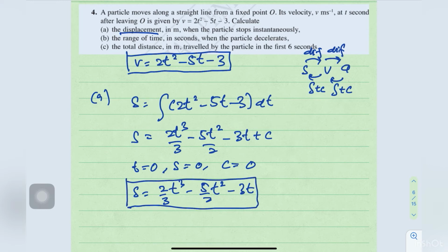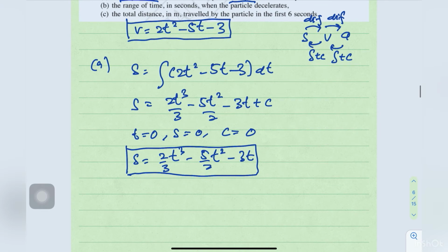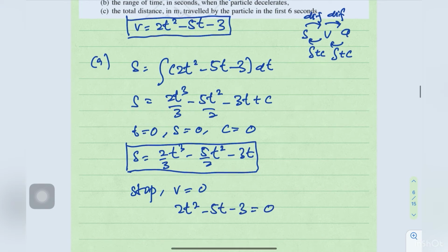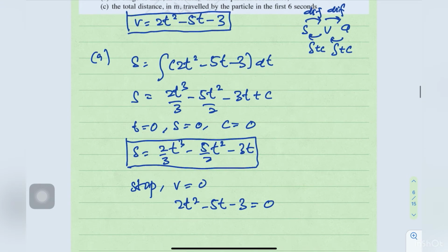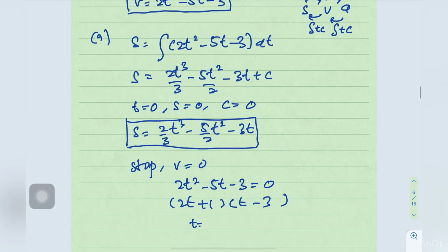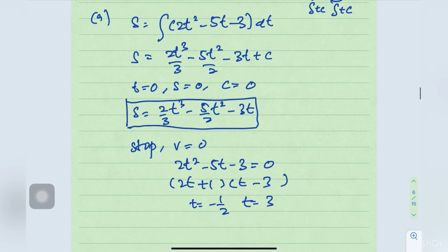Now the particle stops instantaneously, so v equals 0. Then 2t squared minus 5t minus 3 equals 0. This we can factorize: 2t plus 1, t minus 3. Then t equals negative 1 over 2, or t equals 3. Since t is always positive, we choose t equals 3.